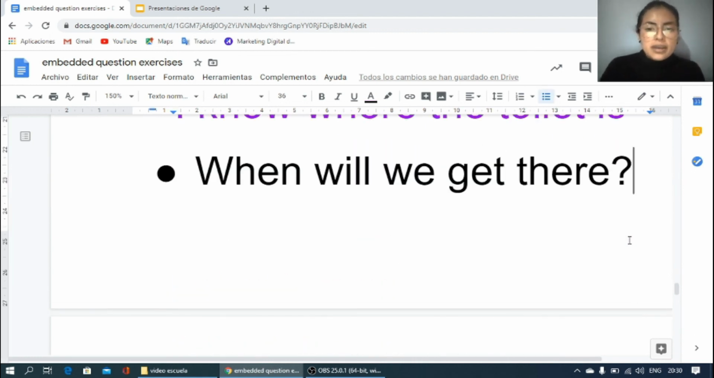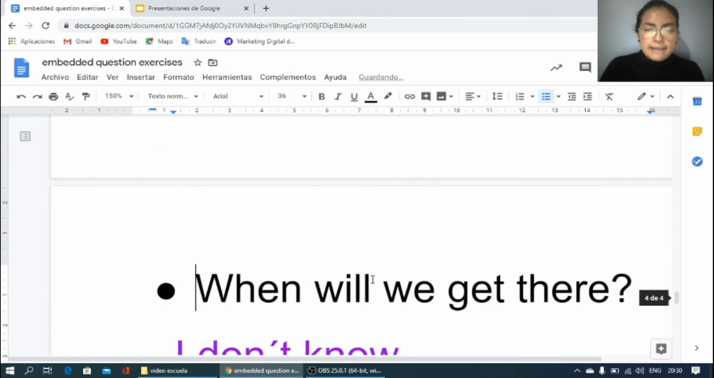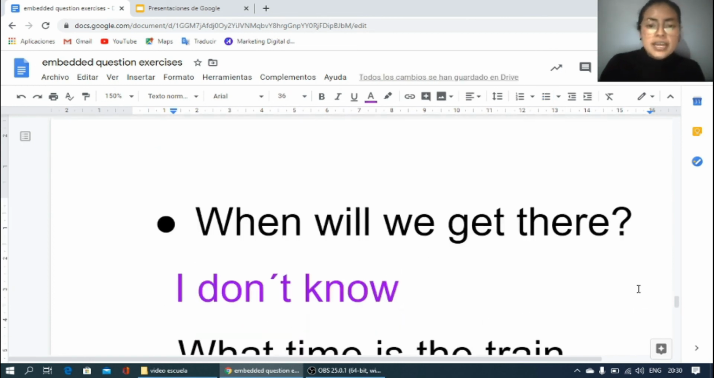Let's practice with number 2. When will we get there? Okay, this question is in future. Okay, because the question has will, and will is the auxiliary for the future. Okay, I change. I don't know is a negative introduction. Okay, I don't know, and you have to write the same question, but like a sentence.